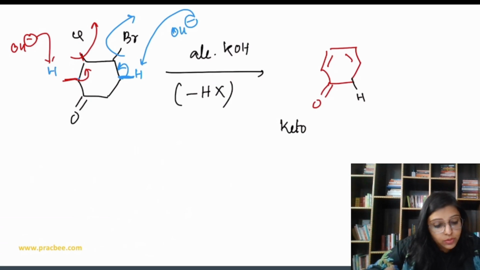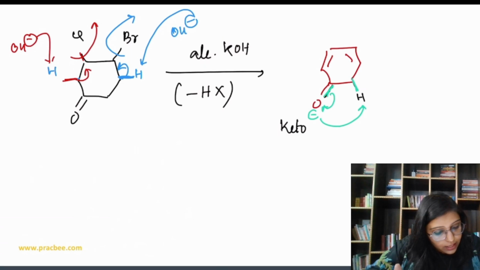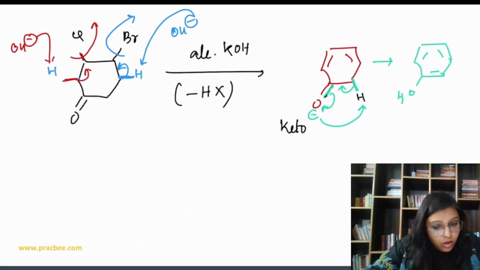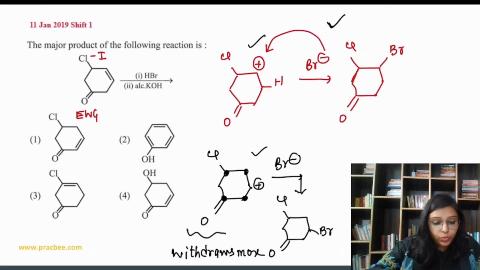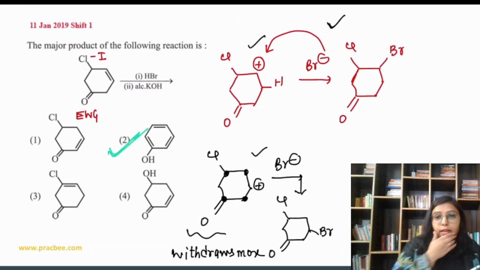So what happens over here? This bond shifts over here. So O minus takes this hydrogen and the electrons of this bond shift over here. So we get phenol, right? We get phenol. So answer 2 is going to be the correct answer. Okay? Answer 2 is going to be the correct answer. That is going to be the major product.